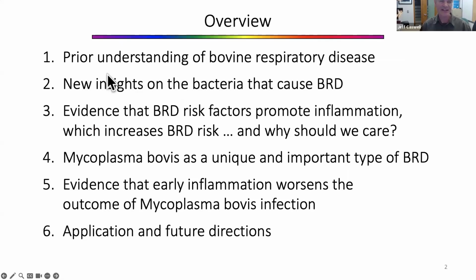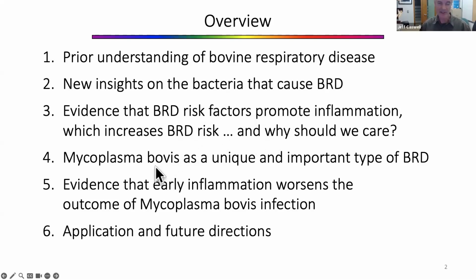So my aim tonight is to cover just briefly what our existing or prior understanding of bovine respiratory disease is and how that disease develops, a tiny bit on some new insights or twists on the bacteria that cause bovine respiratory disease, and then present to you some evidence that the risk factors for bovine respiratory disease may be acting to promote inflammation, and perhaps it's that inflammation which increases BRD risk, which is different from how we have traditionally understood that disease, and of course, why we would care about that.